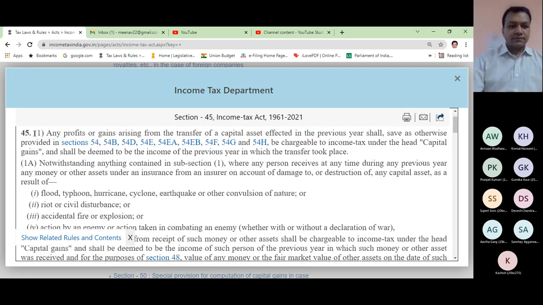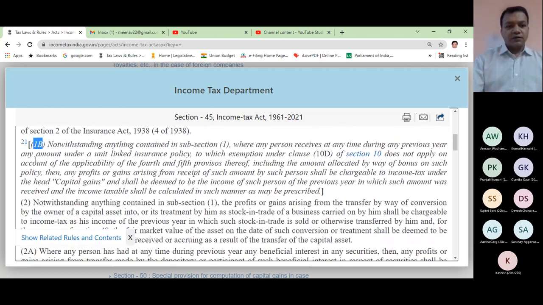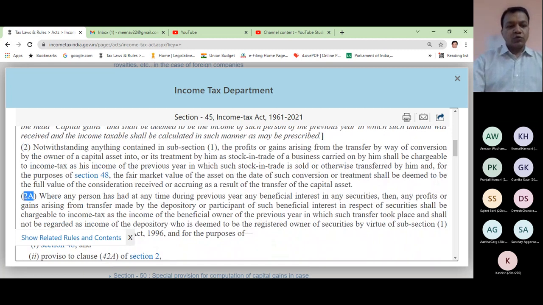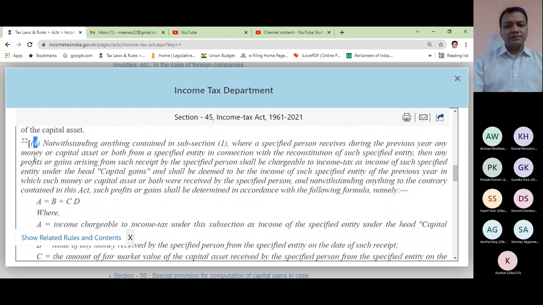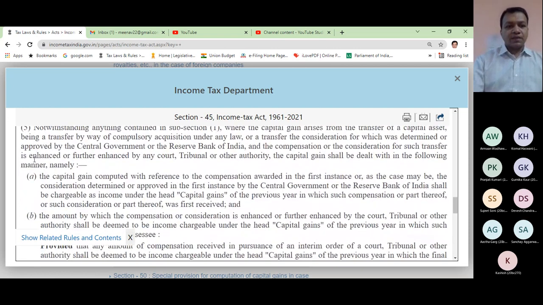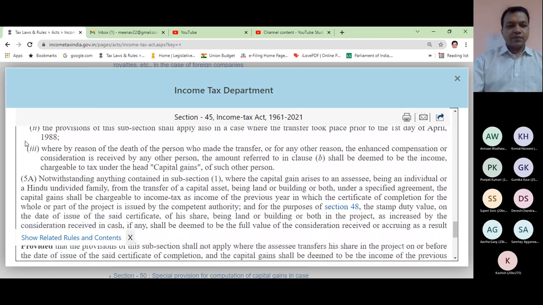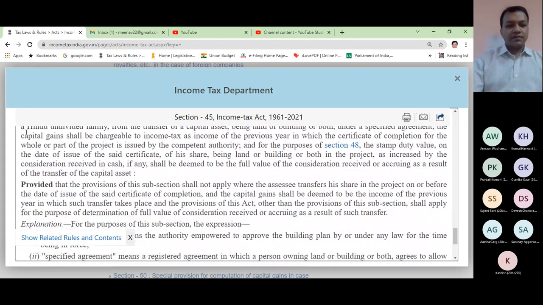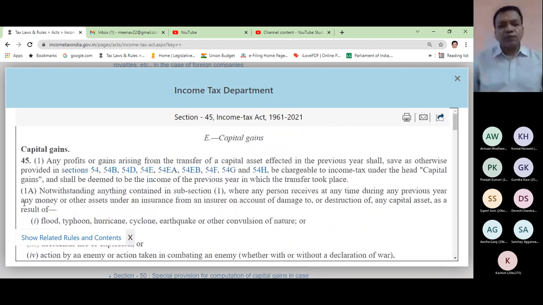45.1, 45.1A, and 45.1B, 45.2, 45.2A, 45.3, 45.4, so many subsections of 45. 45.5, 45.5A, 45.6, so 45. Every subsection tells you a different story of capital gain.